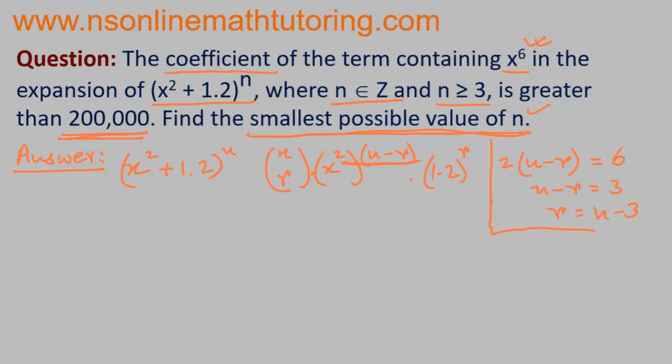So, we have found the value of r in terms of n. r is equal to n minus 3. So, in place of r in this general expression, we will be putting n minus 3. That is nC(n minus 3) times x squared to the power of n minus 3, that will be equal to 6. It is x to the power of 6 and 1.2 raised to the power of n minus 3.